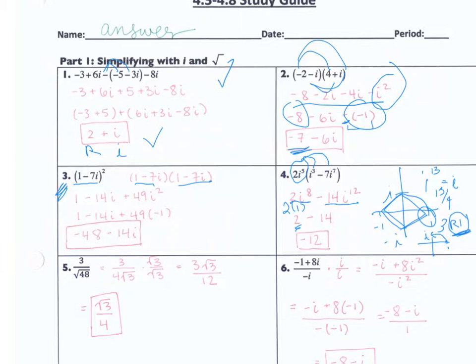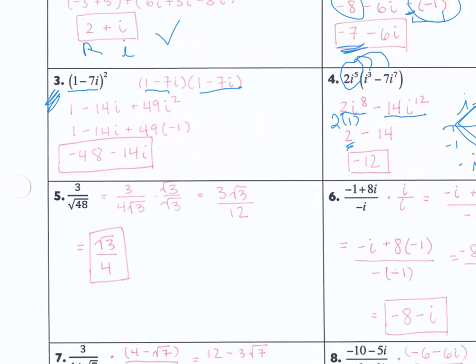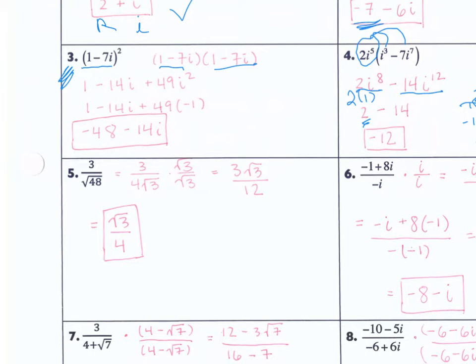Now for number 5, you need to multiply by square root of 48. So I would actually do this problem this way. There's a few ways to do it. I would simplify it in the end. So I would do 3 square root of 48 times square root of 48 over square root of 48. So you get 3 square root of 48 over 48.